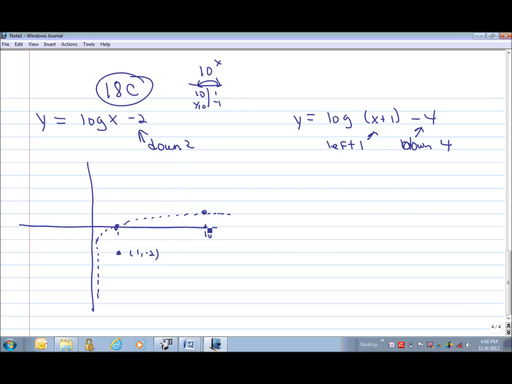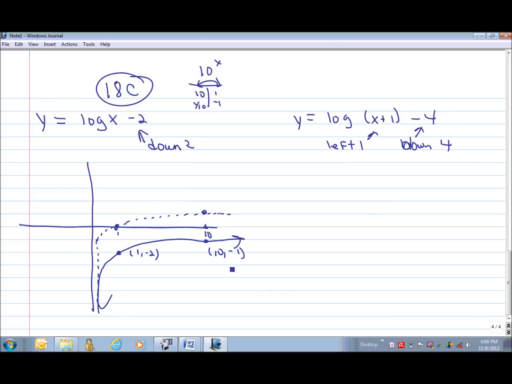And if you take this point, which was at 10, 1, and you shift it down 2, we're going to be at 10, -1. All right, and so your graph is going to end up looking something like this. Go Bearcats.